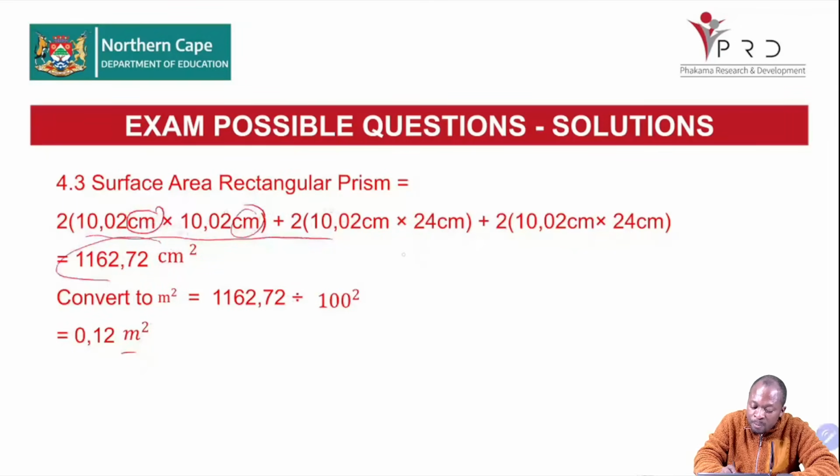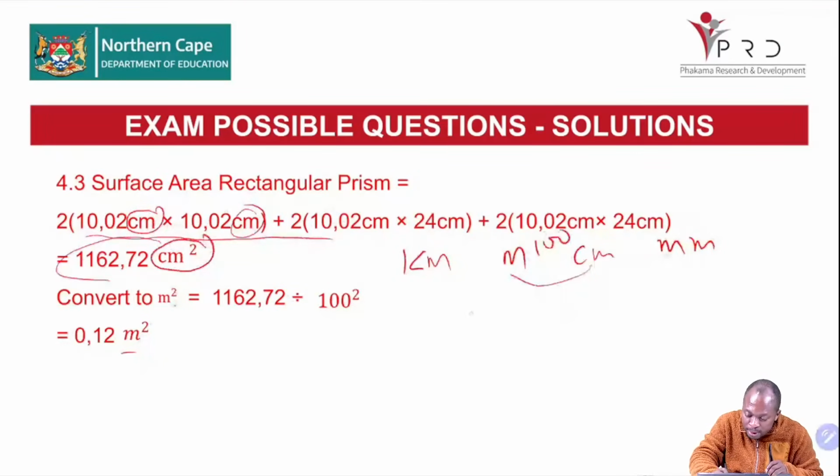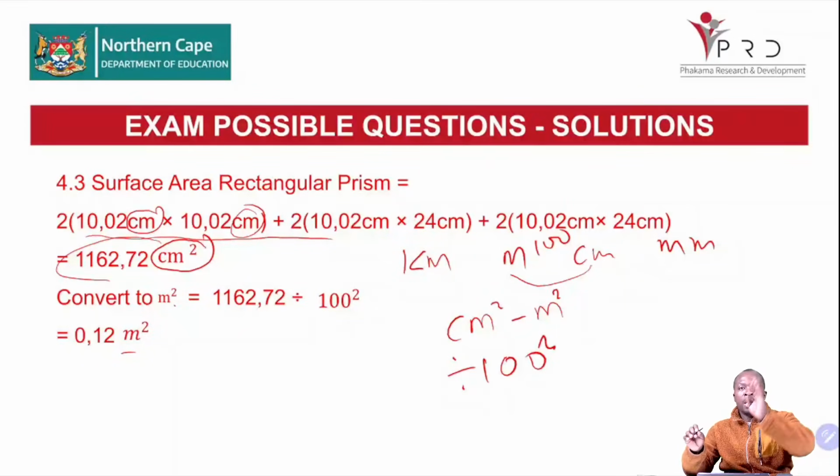Now that you have centimeters squared, we are going to convert it to meters. Remember, from kilometers, meters, centimeters, millimeters. Meaning, for you to have centimeters squared to meters squared, remember from centimeters to meters, you divide by 100. So now centimeters squared to meters squared, it means you're going to divide by 100 squared, just like the way they are showing you. If it is squared, you're going to divide also by squared. If there was no squared, you are not going to divide by that.